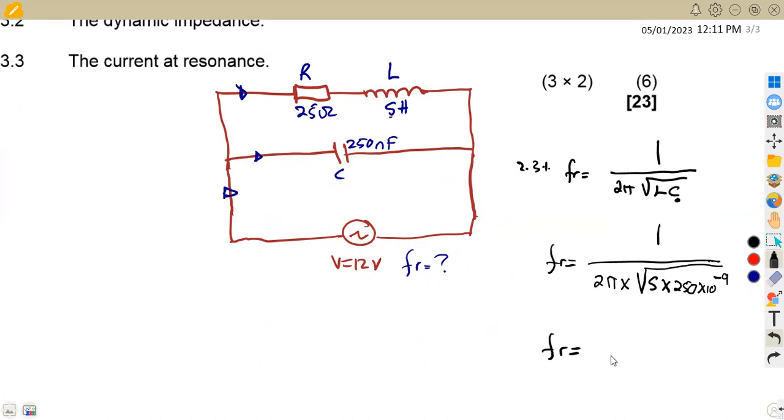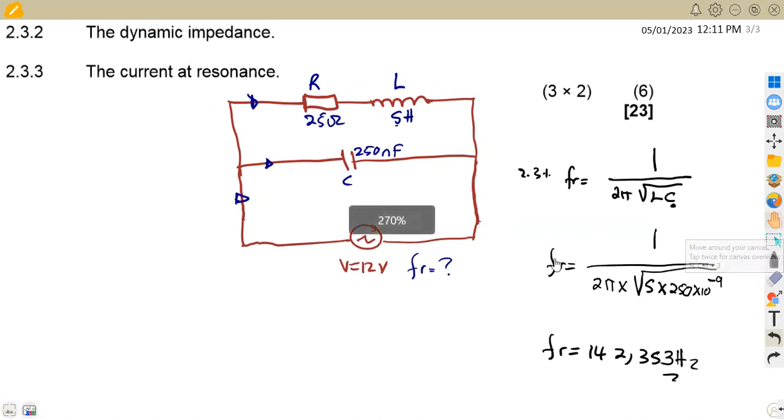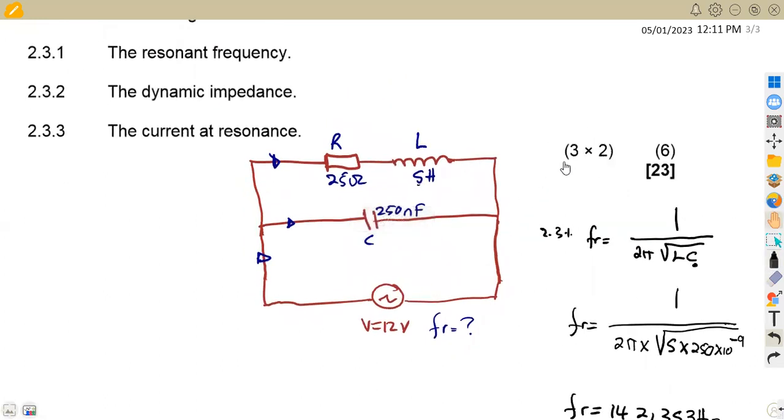If you simplify properly, you are going to obtain 142,3525, which is going to change into a 3. That is in hertz. So this is your resonant frequency in this case. That was actually 2 marks for that.